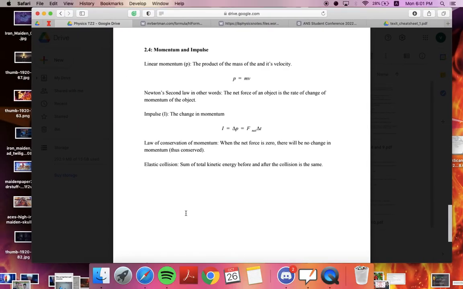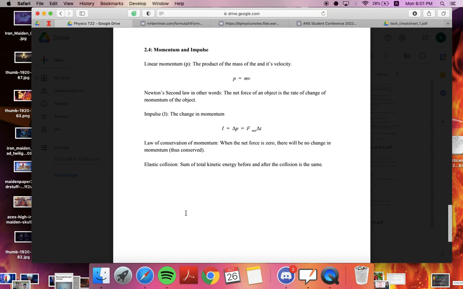Now, law of conservation of momentum. Well, this is simple. It's just that when you have no net force acting on an object, there'll be no change in momentum, thus momentum will be conserved. Yeah, that's all there is to it. So basically, if you ever have to do a momentum related question and they ask you to calculate the final velocity of an object or the mass of an object, all you need to do is sum all the initial momentums and make that equal to the sum of all the final momentums. And then you just pretty much figure out what's what.